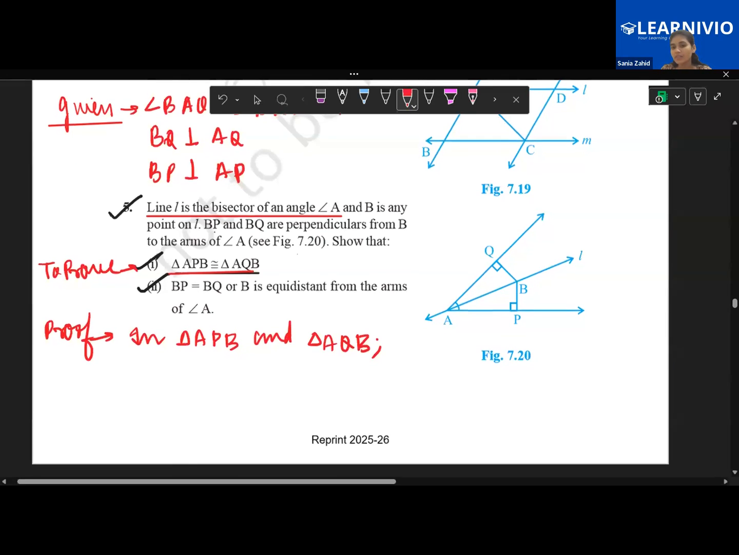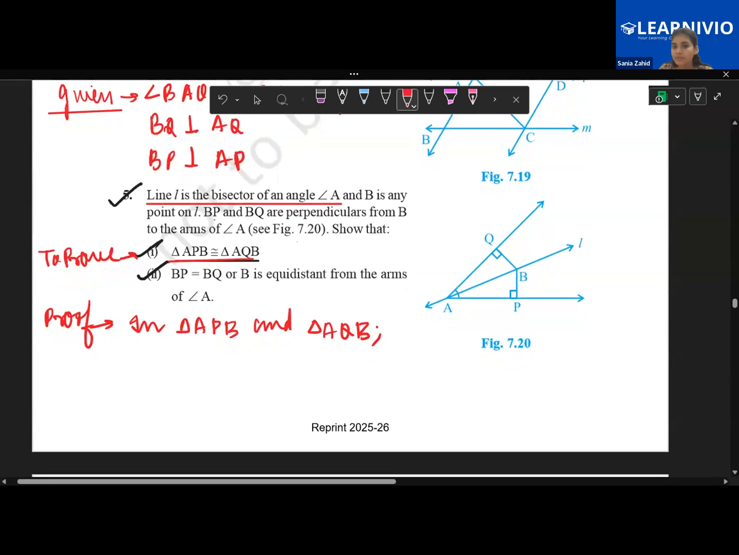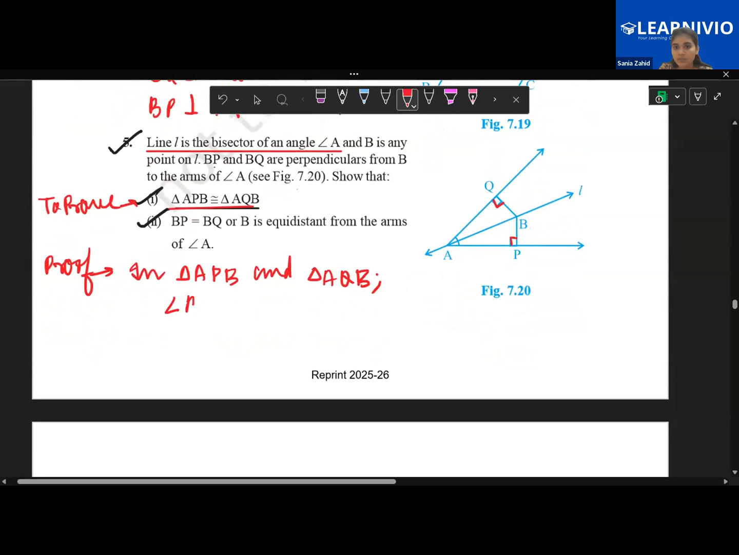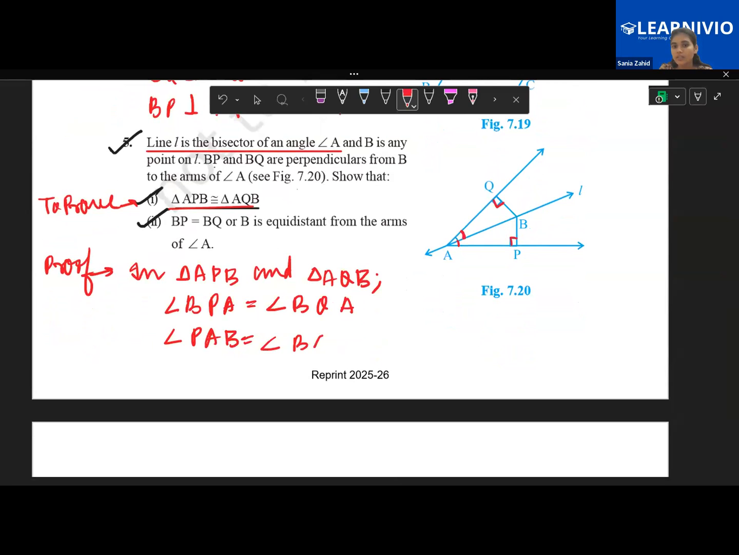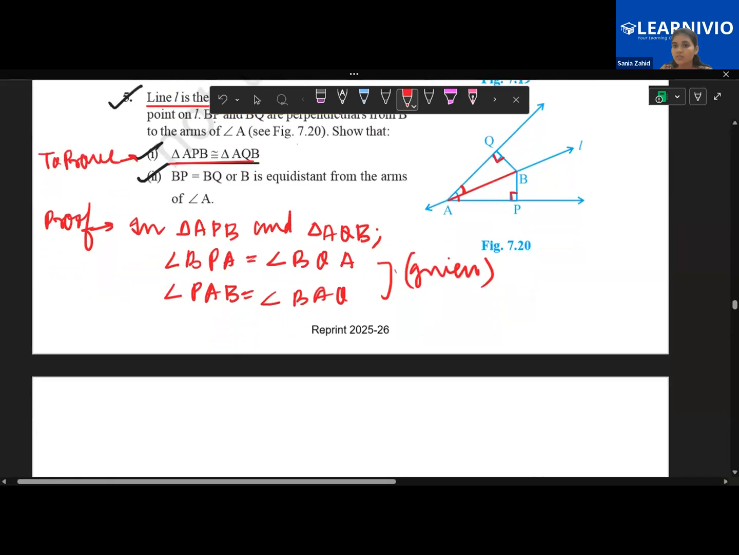APB. In this one, can I say that this angle is equal to this angle? So I will write down angle BTA is equal to angle BQA. Then I can write down this angle is equal to this angle. So I'll write down angle PAB is equal to angle BAQ. Now for both of them, the reason is that it is already given to us in the picture. Then next, I can say that AB line is occurring in both of the triangles, so it is common.